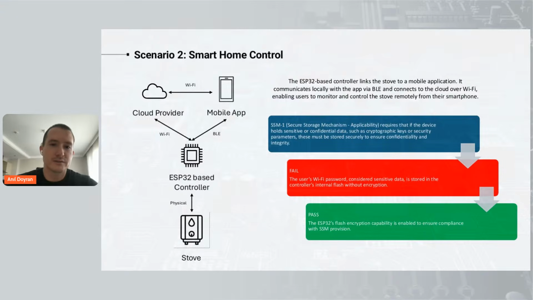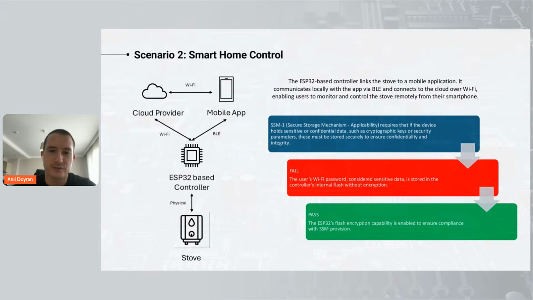The other scenario is a smart home control. Again, there is an ESP-based controller, which is physically connected to a stove, and it is also connected to a mobile app over BLE and connected to the cloud over Wi-Fi. A user can control the heating of their houses remotely.